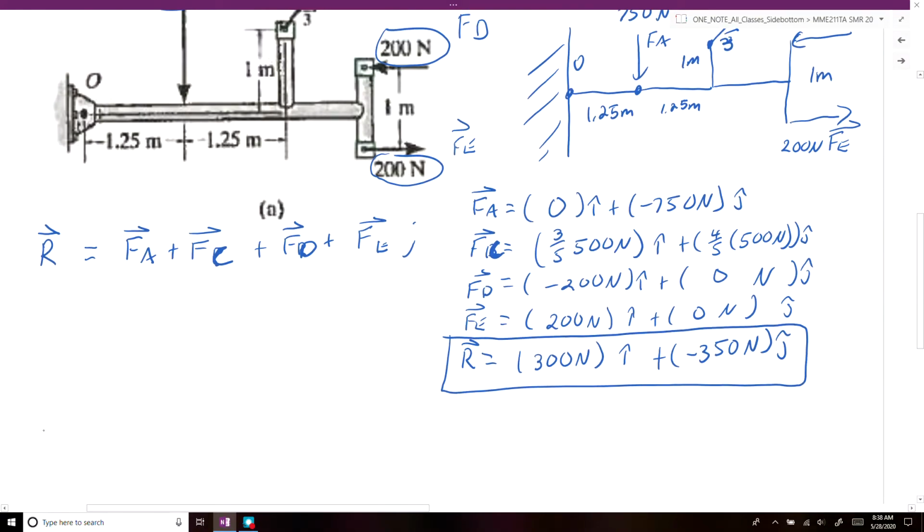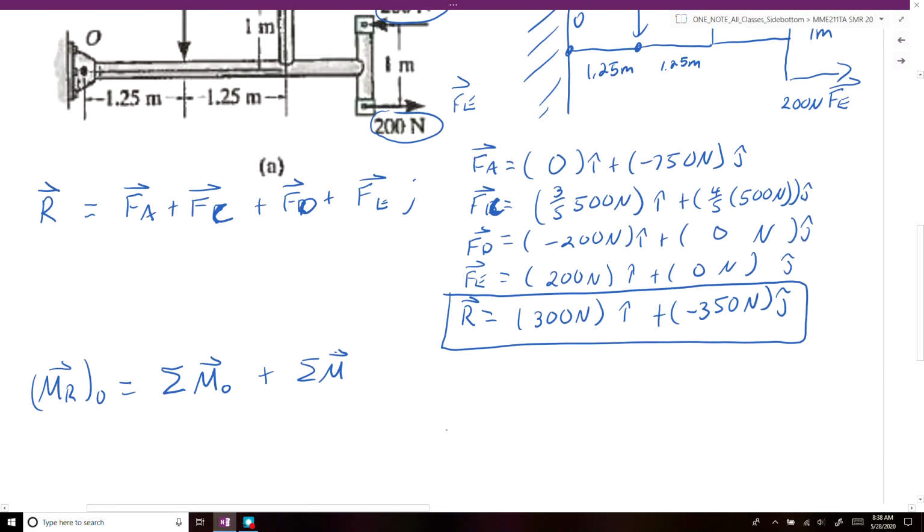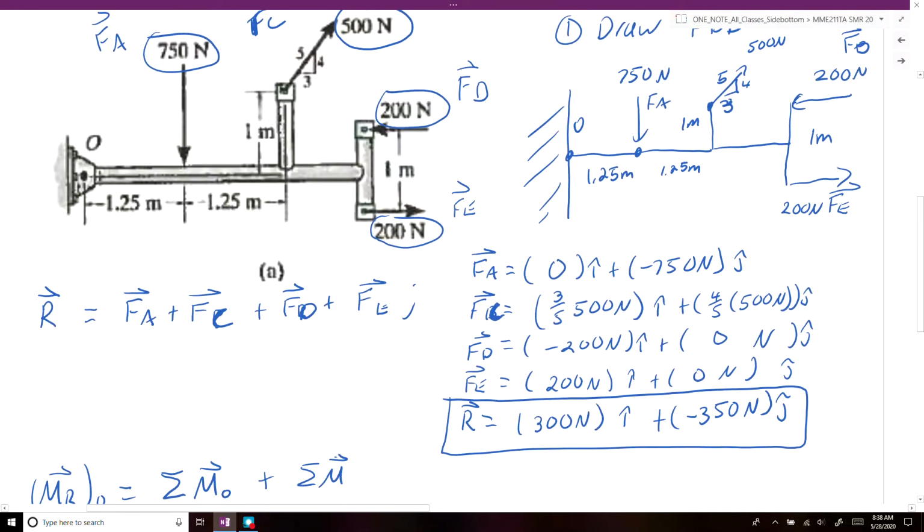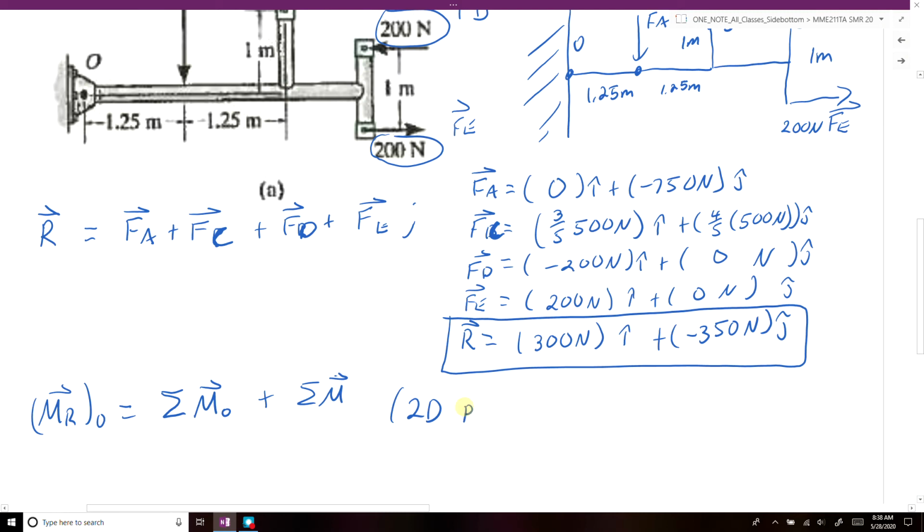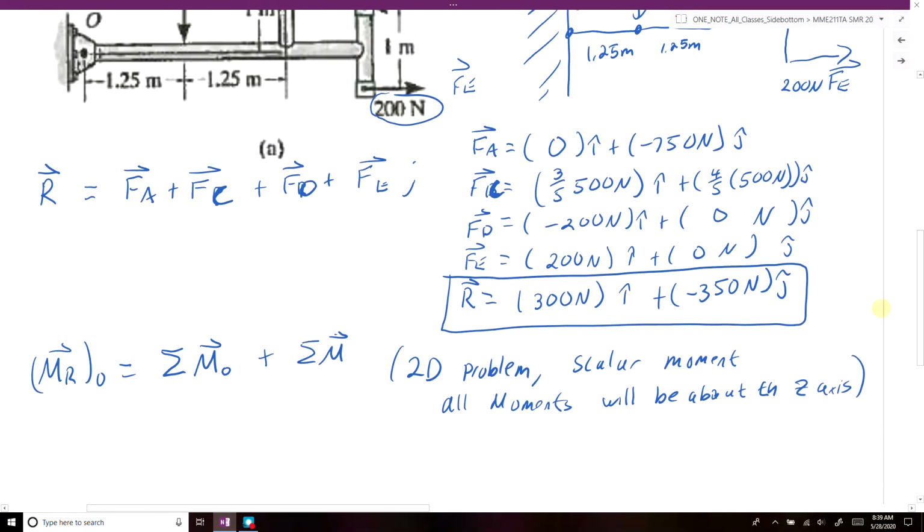Alright, the second thing we were looking for was our resultant moment about point O, and we know that's going to be equal to the sum of all of our moments applied to our system about point O plus the sum of any couple moments that are applied to our system. Since this is a 2D problem, we can use scalar moment analysis. So all of our moments will be about the z-axis. You could use vector analysis, but it'll make it a little bit more difficult. So we're going to first find our moments.